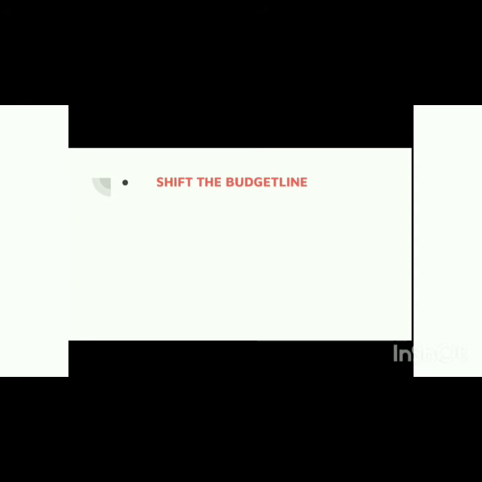Then we move to the next section, shift of the budget line. The budget line shifts parallelly, upward or backward. Here upward means rightward shift, backward means leftward shift. There are two types of shift in the budget line.